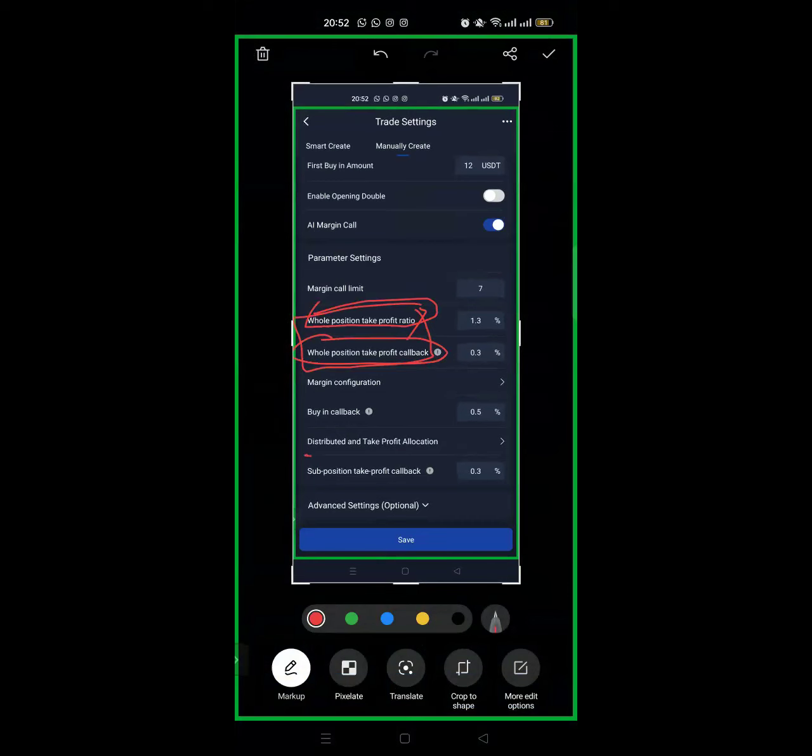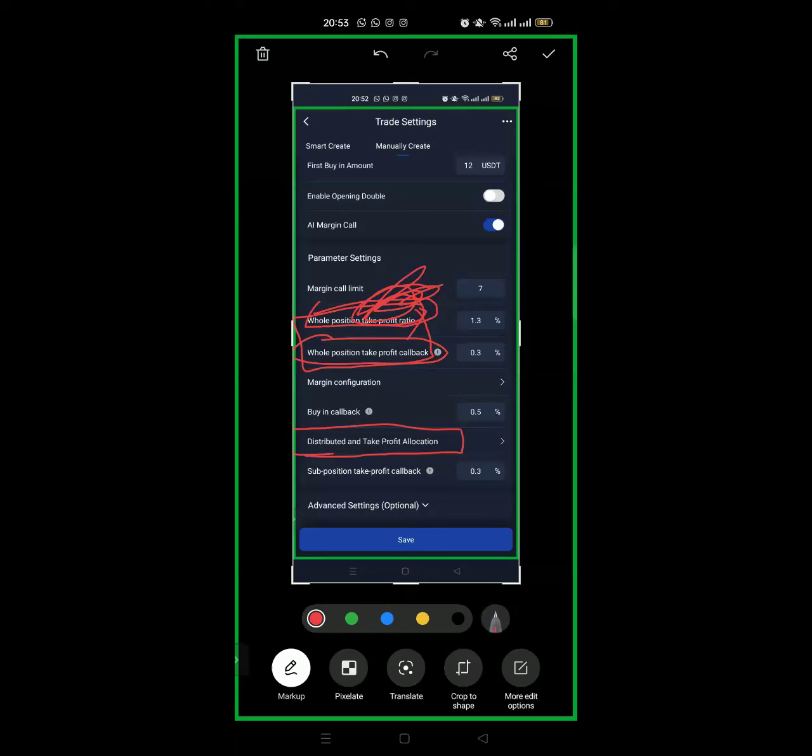Now we have distributed and take profit allocation. So this first one is the final sell, whole position take profit callback. Once this happens, you know that the robot is about to do the final sell, to conclude the final sell of that particular circle. If you are on circle, it's going to start another circle. But if you are on one shot, it's going to do the final sell, give you profit, and close the trade. That's what whole position take profit is.